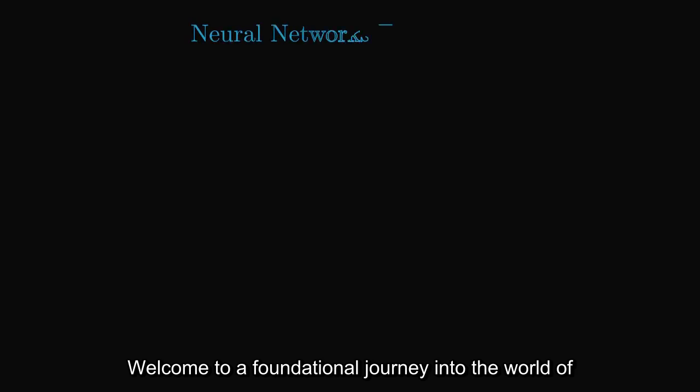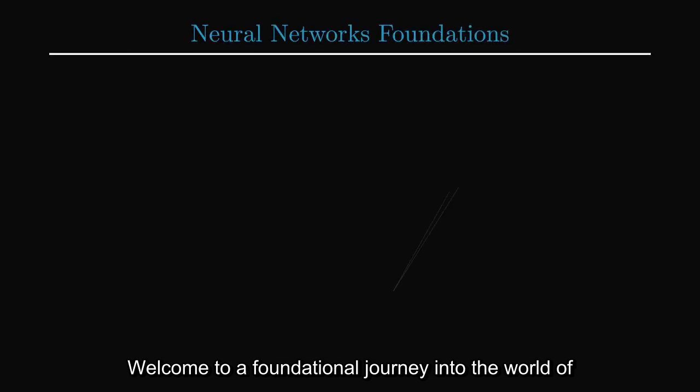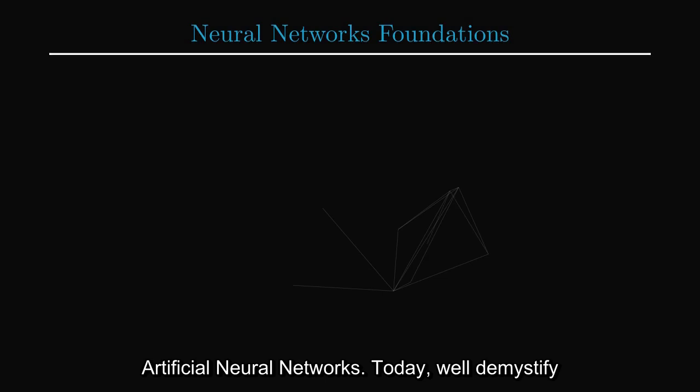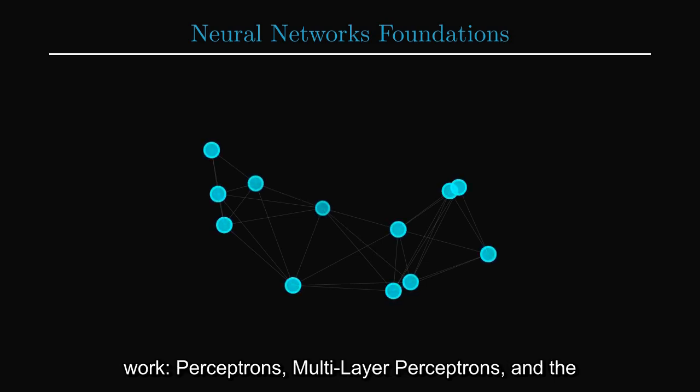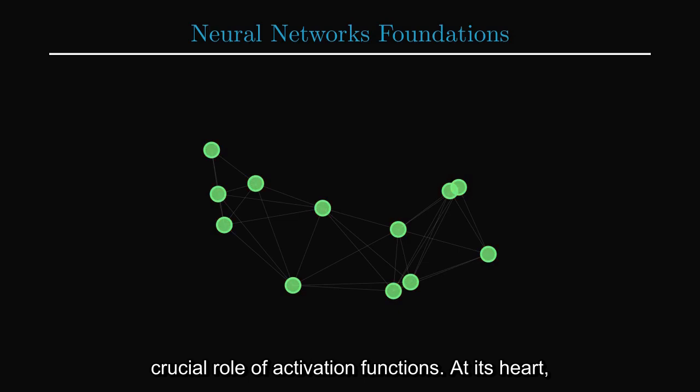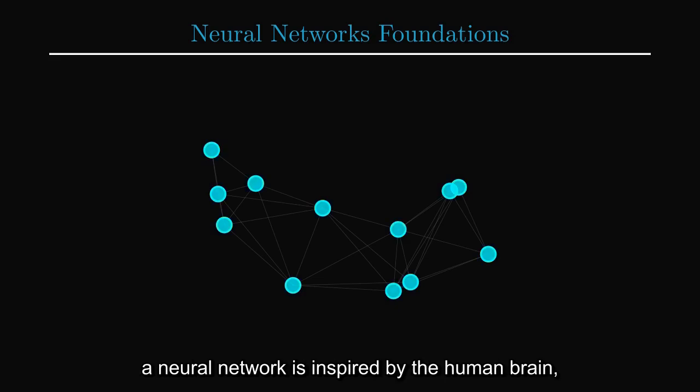Welcome to a foundational journey into the world of artificial neural networks. Today, we'll demystify the core components that make these powerful systems work: perceptrons, multi-layer perceptrons, and the crucial role of activation functions. At its heart, a neural network is inspired by the human brain, composed of interconnected neurons.